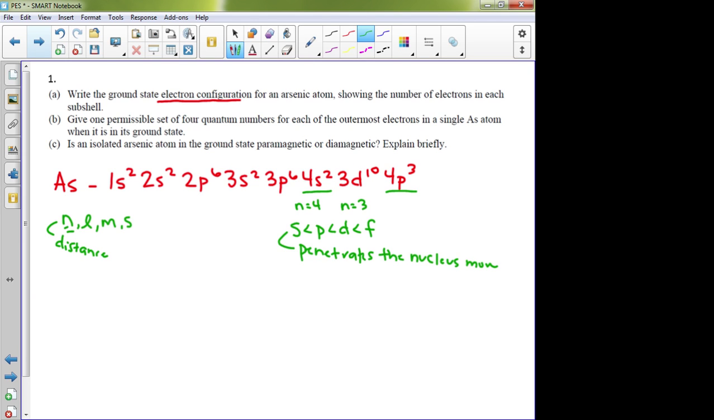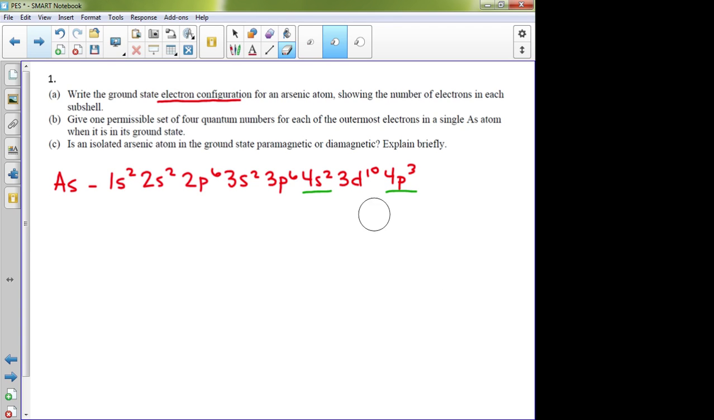All right? You good? So the first electrons that would be removed here would be the what? The 4p's, right? Then what would be the second group of electrons to be removed? The 4s. Then what would be the third group? 3d. Then 3p, then 3s, then 2p, then 2s, then 1s. Does that make sense? So my outermost electrons here are my 4s and my 4p. We good with that?